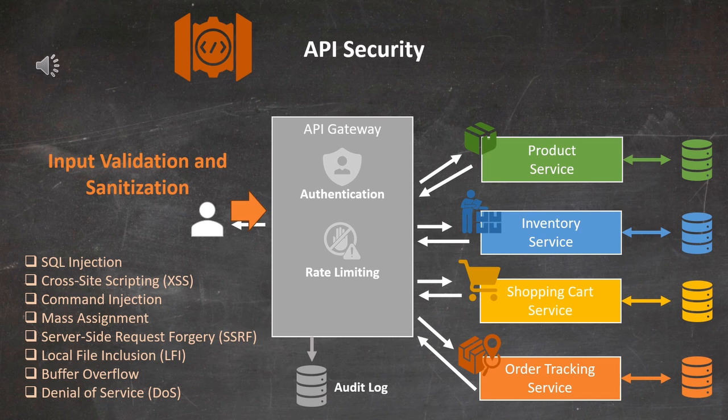By leveraging API gateways and implementing rigorous input validation, you create a robust first line of defense for your microservices architecture.